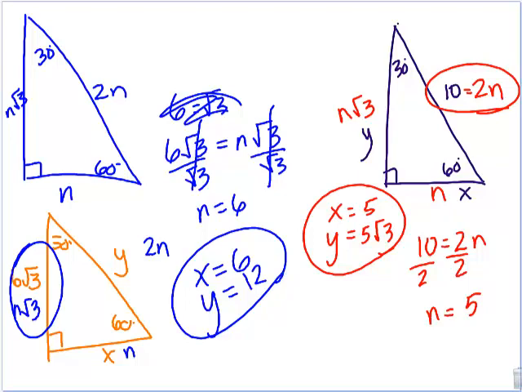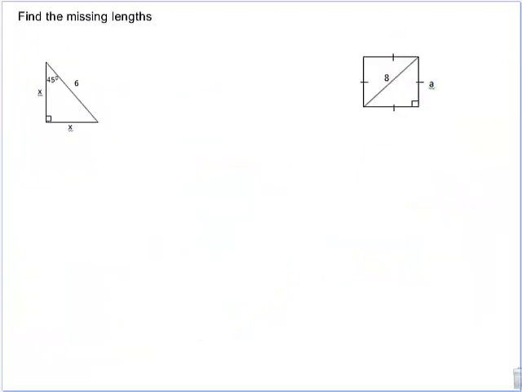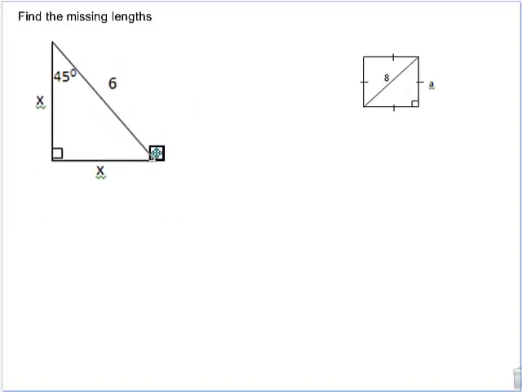Okay, let's try some more examples with it. Find the missing lengths. So here's a triangle. These 2 sides are labeled x. The hypotenuse is labeled as a 6. See if I can make this bigger at all. There we go.